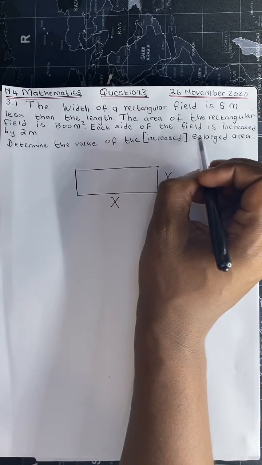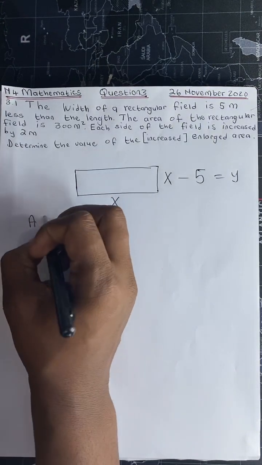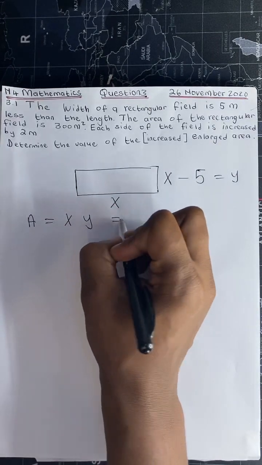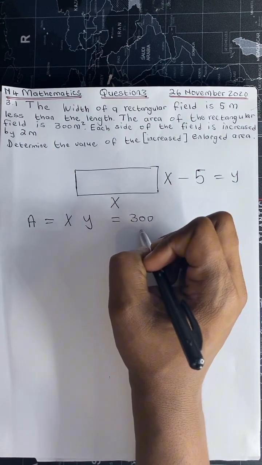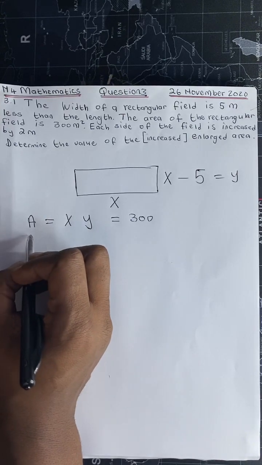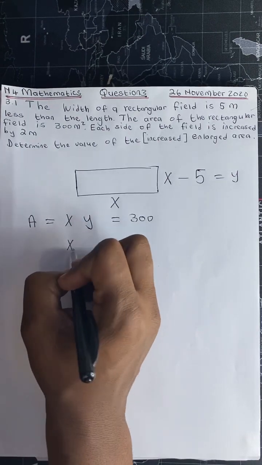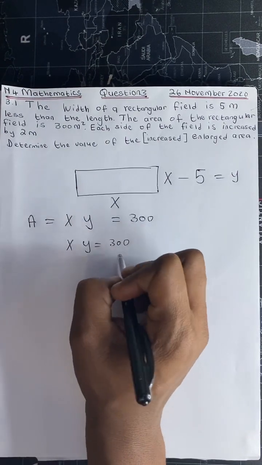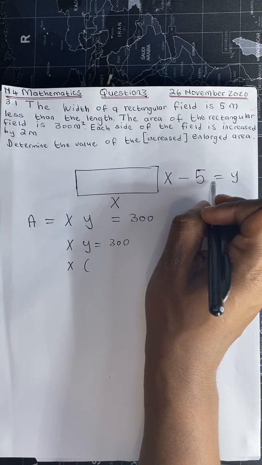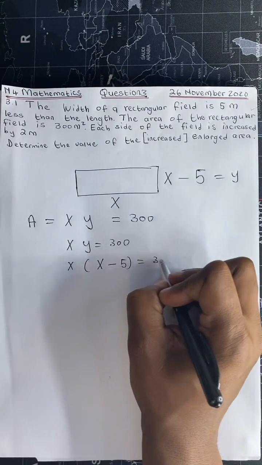So the area of the rectangular field is equal to 300 meters squared. So the area, we have it as x multiplied by y, and we are told that it's equal to 300 meters squared. Before we can go there, let's first solve for x. So xy is equal to 300, but we know that y is 5 meters less than the length. So we have x times (x minus 5) is equal to 300.